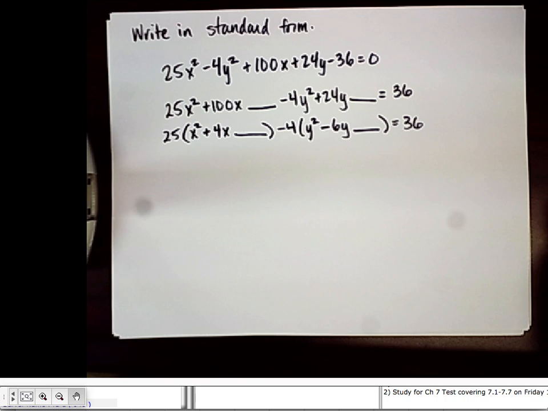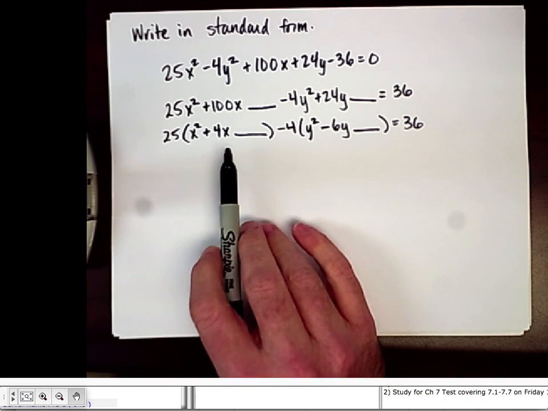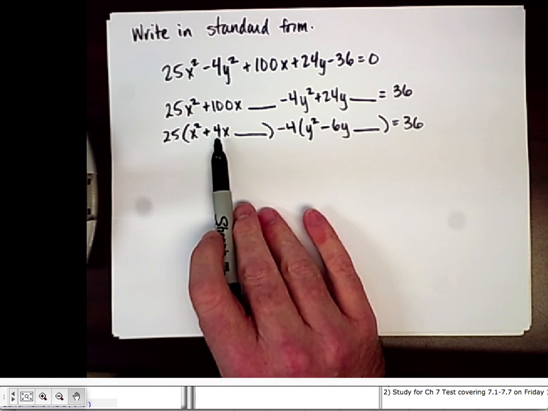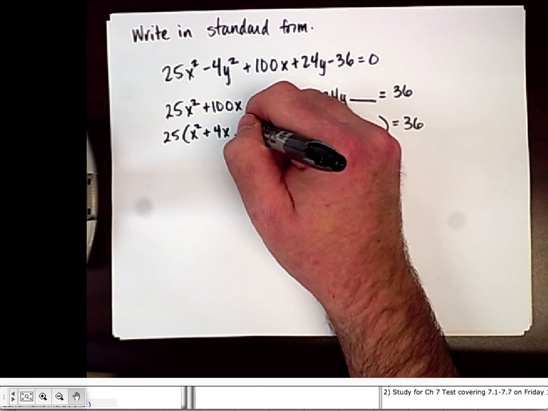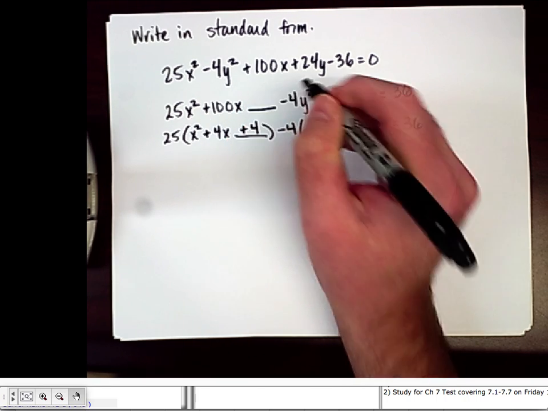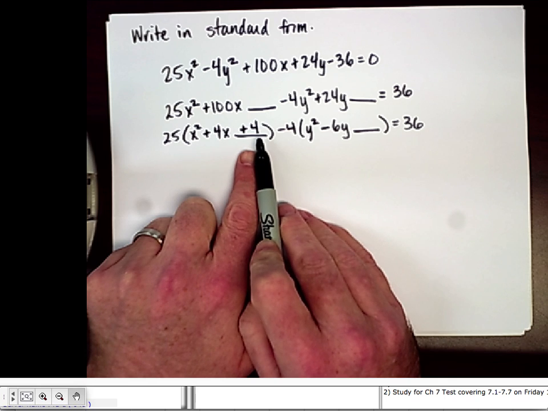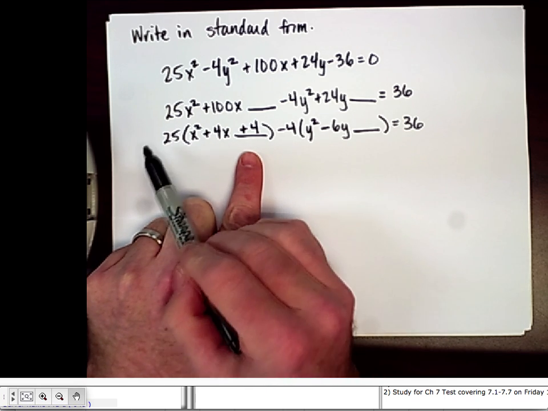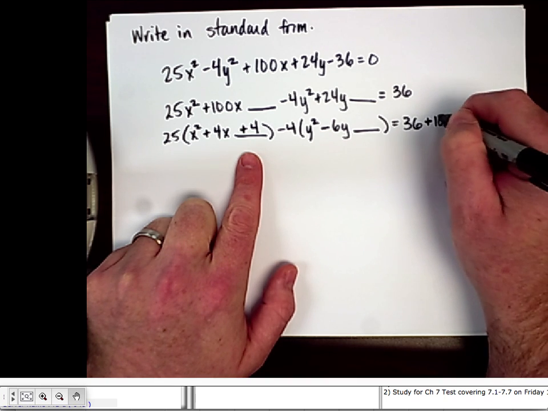Now we complete the square. What do you do here to complete the square for x? Take positive 4, divide it by 2, so that's positive 2. Square it is plus 4. But we didn't just add 4. We added a 4 inside of parentheses that had a 25 on the outside. So we really added 100. So over here, we have to add 100.